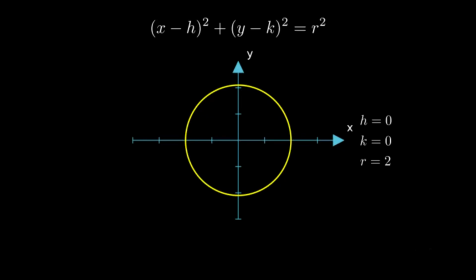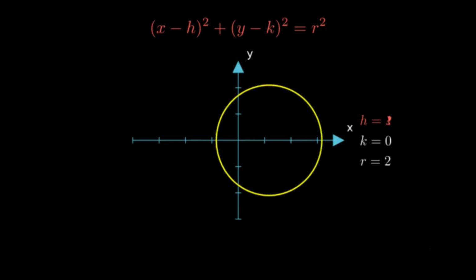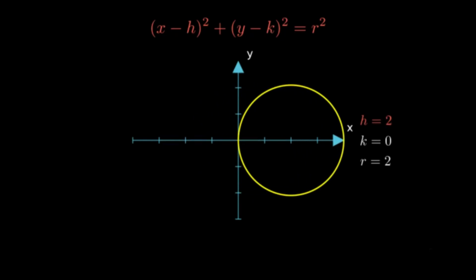Now let's examine what the h parameter represents in our equation. The h value determines the horizontal position of the circle's center point. When h is positive, the center shifts to the right, and when h is negative, it shifts to the left. Watch what happens as we increase h from 0 to 2. The entire circle shifts 2 units to the right along the x-axis.